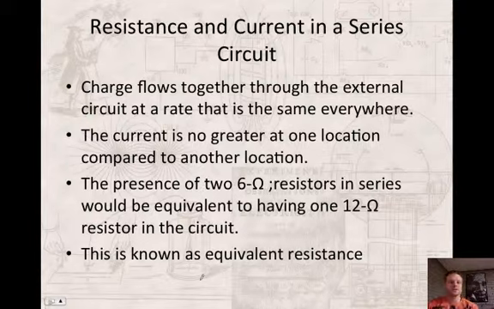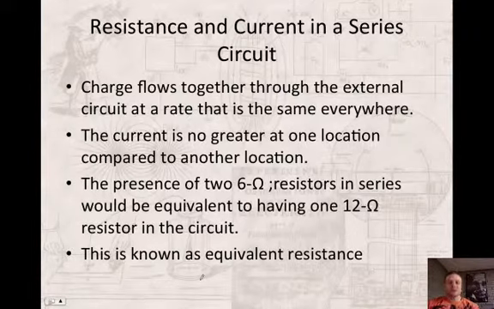So the resistance and the current in a series circuit is what we're going to be talking about here. Charge flows together through the external circuit at a rate that is the same everywhere. The current is the same everywhere in a series circuit. It is not greater at one point or smaller at another point, it's the same. And that's huge in solving a lot of series circuit problems.